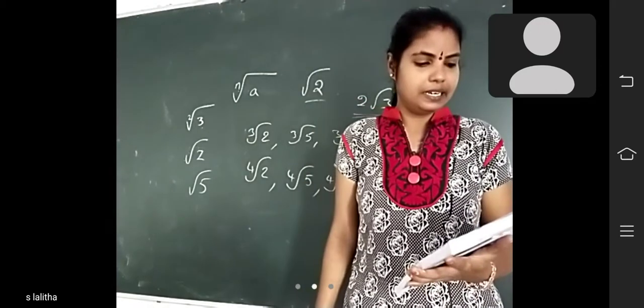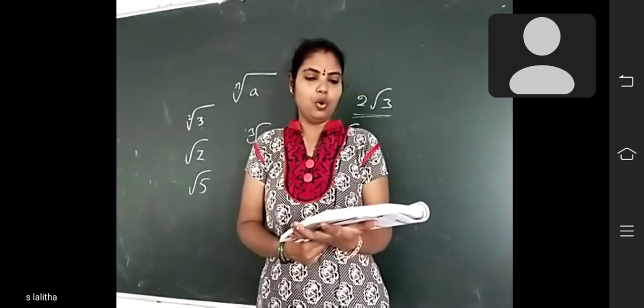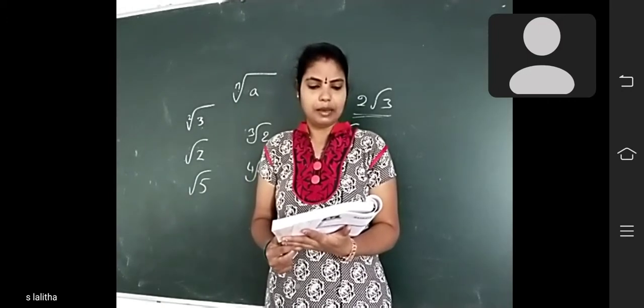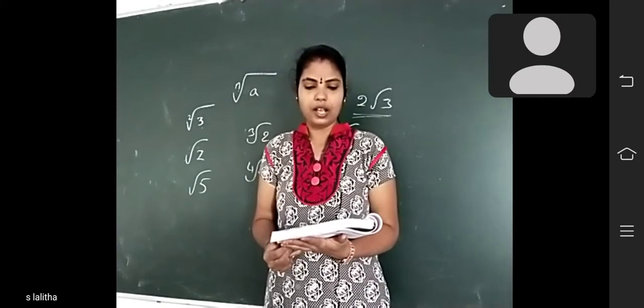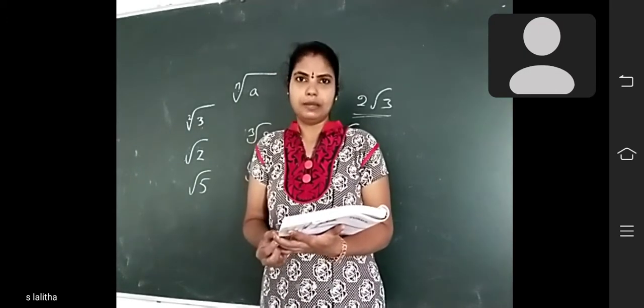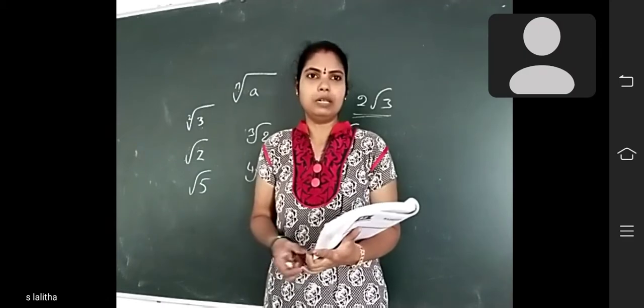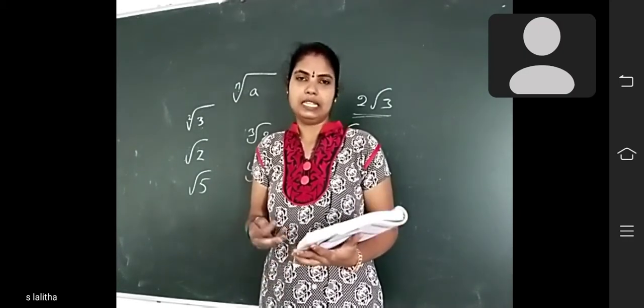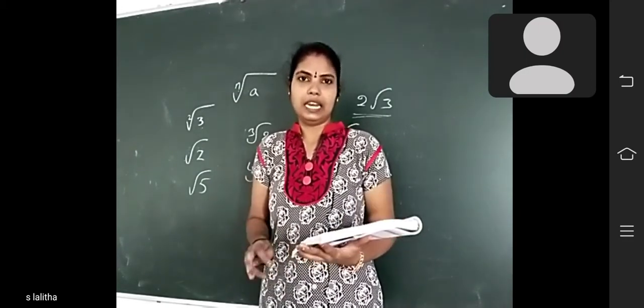Next, compound surd. The algebraic sum of two or more simple surds, or the algebraic sum of a rational number and simple surds, is called a compound surd. So the algebraic sum of two or more simple surds. You can take any two simple surds with an operation, plus or minus, and that surd is called a compound surd.